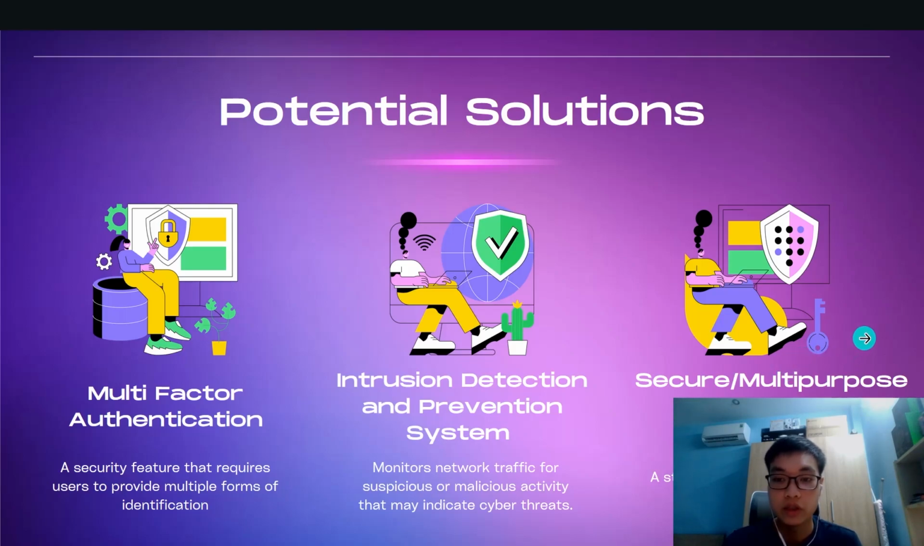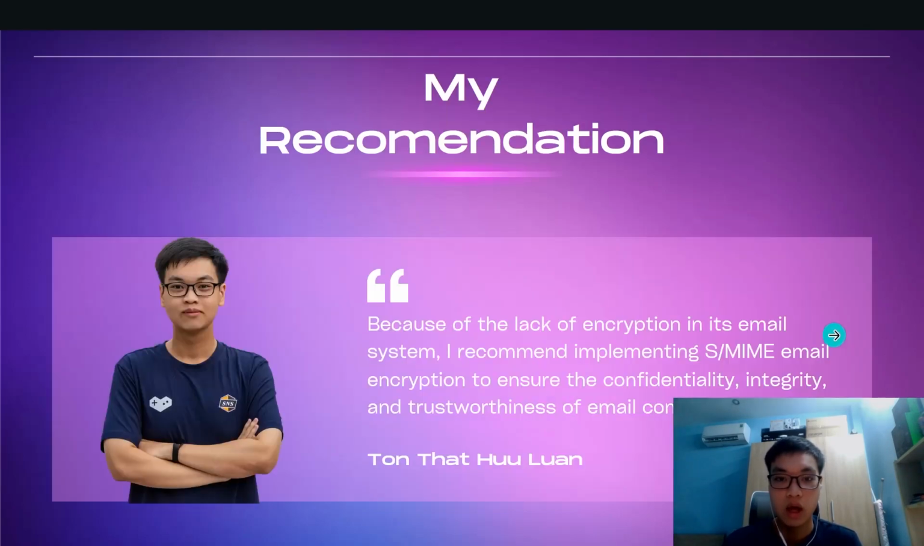So from all of these three potential solutions, my recommendation would be implementing SMIME because of the lack of encryption in its email system. Even though the lack of encryption ranks low on the risk assessment table, I believe that it is the root cause of all the threats that happen after it. That is why I recommend implementing SMIME email encryption to ensure confidentiality, integrity, and also the trustworthiness of email communications.